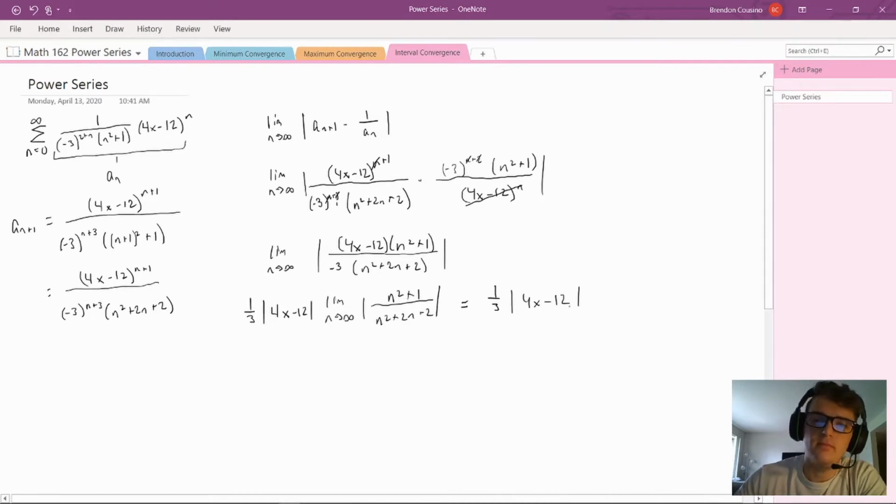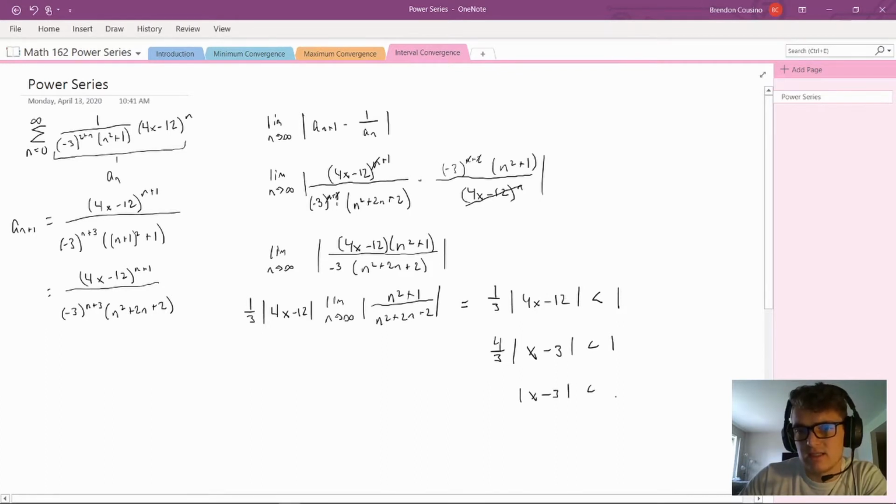Okay, and so from the ratio test, for this series to converge, we need this to be less than 1. So now we just need to solve this inequality and find the values of x that make this true. Let's pull out a 4 here. So this is going to be 4 over 3, absolute value of x minus 3, less than 1. Now we can multiply both sides of the inequality by 3 over 4. So on the left side it's going to cancel. We're left with the absolute value of x minus 3 is less than 1 times 3 over 4, which is 3 over 4.